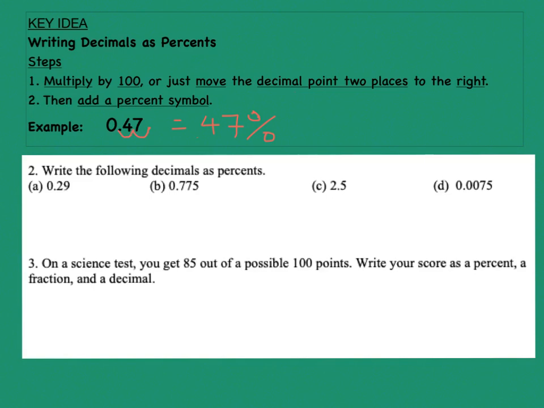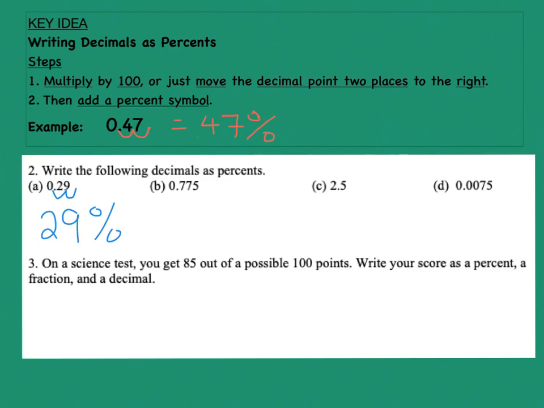Let's look at some practice questions. In number 2, write the following decimals as percents. So 2A, we have 0.29. So you will first have to multiply 0.29 by 100. When you multiply the number by 100, you are actually moving the decimal point 2 places to the right. So you get 29, and step 2, you will have to add the percent symbol. That's our answer. 0.29 is 29%.